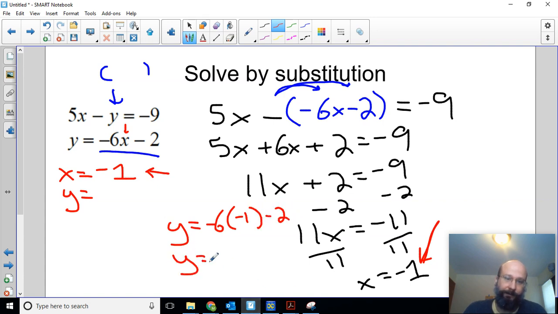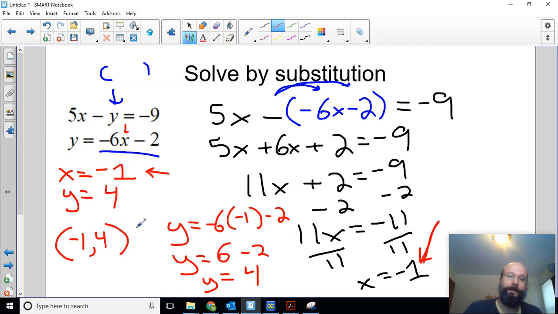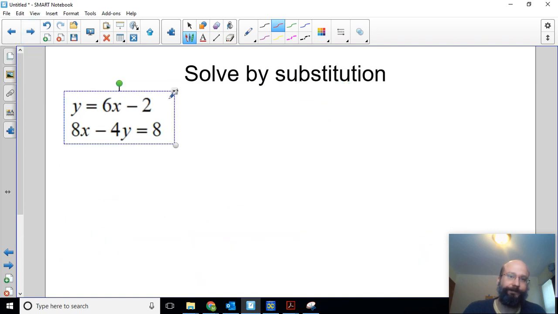So I'd have y equals negative 6 times negative 1 is positive 6. 6 minus 2 is 4. So my y equals 4. So as an ordered pair, that would be negative 1, 4, right? X and y. I'm going to do it again because it is a little confusing.